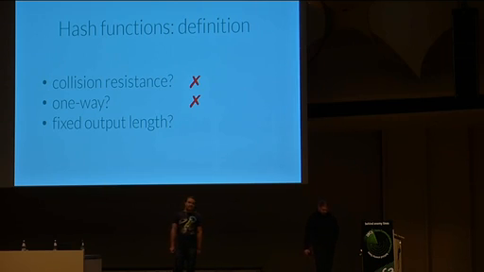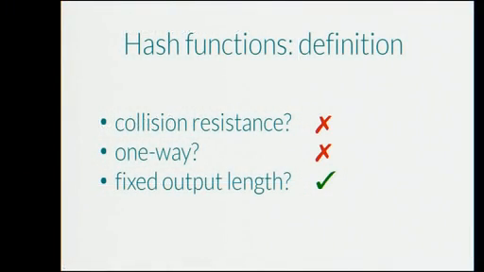Who thinks one-wayness is part of the definition of a hash function? No one apparently does so. Who thinks, oh, I spoiled that, fixed output length? Okay, so fixed output length is the only thing that is part of the definition of a hash function. All the other stuff, you might have heard that before, that's when we talk about a cryptographic hash function, but those are not the ones that are used for string hashing.